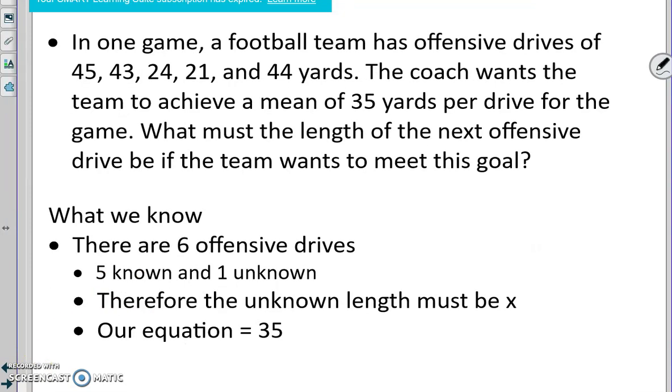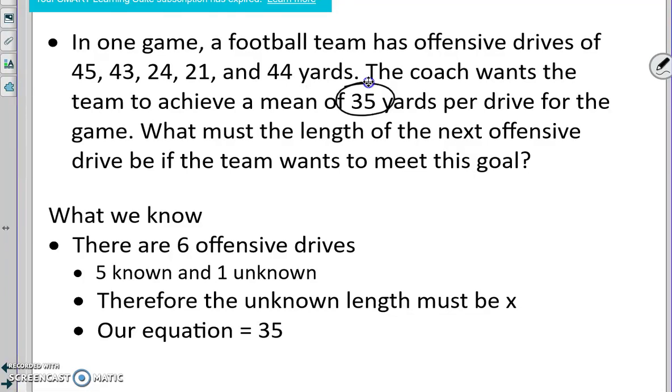In one game, a football team has offensive drives of 45, 43, 24, 21, and 44 yards. The coach wants the team to achieve a mean of 35 yards per drive for the game. What must the length of the next offensive drive be if the team wants to meet this goal? So this time they're not asking for the average. They're telling you what the average is. What's the average? 35. But there's one more drive that you don't know what it is. What does that have to be for the average to be 35?